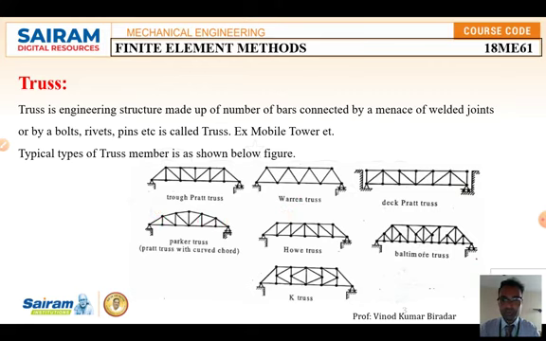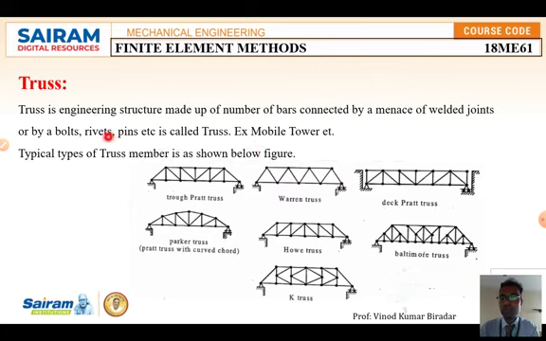What do you mean by truss element? A truss is an engineering structure made up of small bars. So 1, 2, 3, 4, these are the bars, which are connected by welded joints or rivet joints, pins, whatever. Such a type of element we are going to call a truss element. Nowadays, the best example is a mobile tower. A mobile tower is connected with small bars.